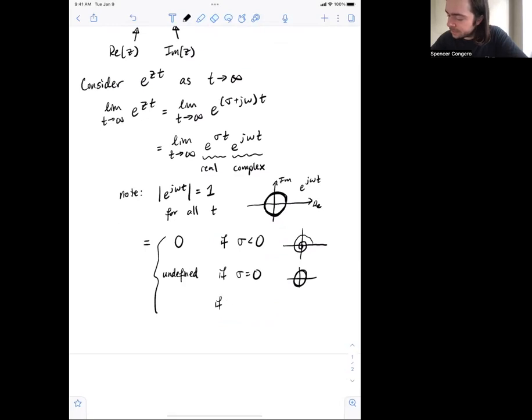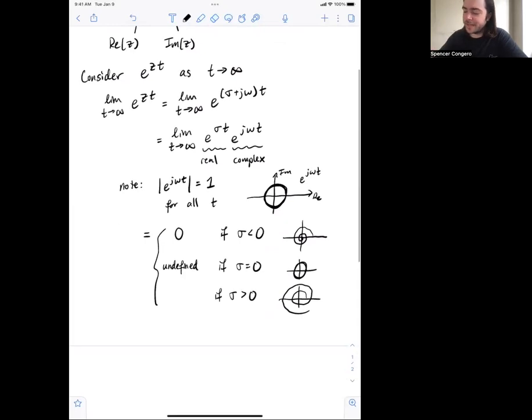And what happens if sigma is positive, the last case? Well, then it's going to be similar to the first case, but instead of spiraling inward, we're going to spiral outward. So it starts spiraling out of control, and so that limit is going to infinity, and by infinity, I just mean that it's spiraling outward.